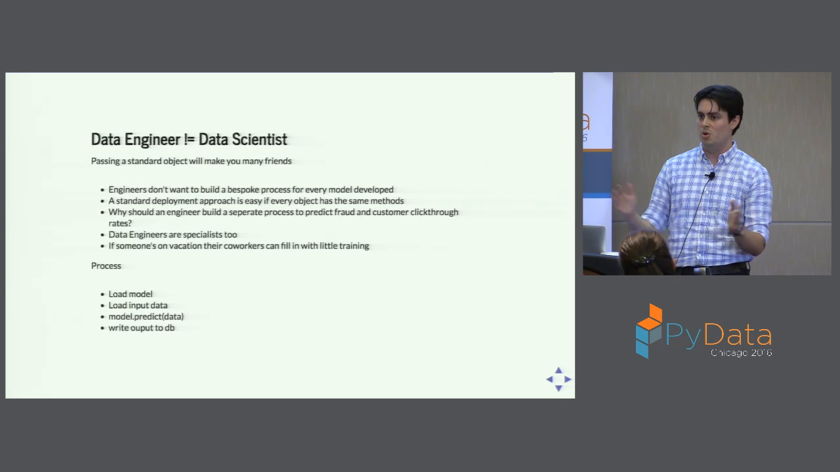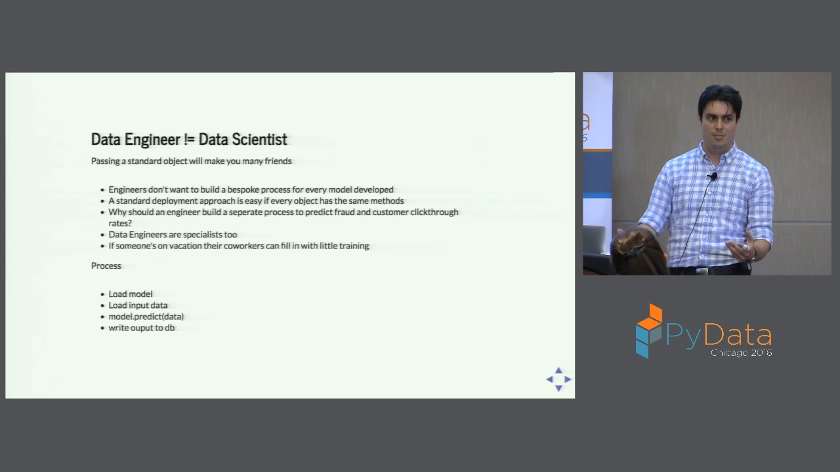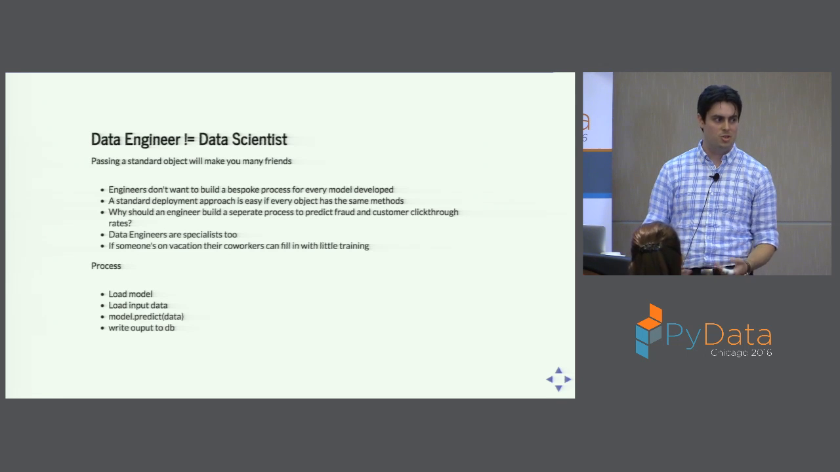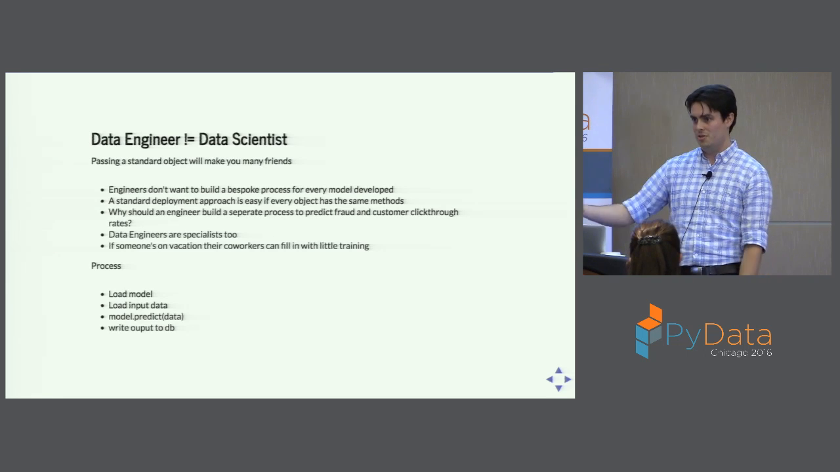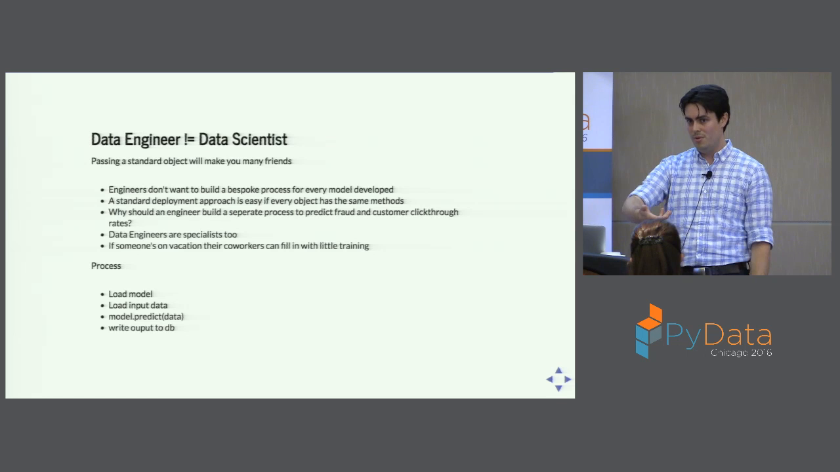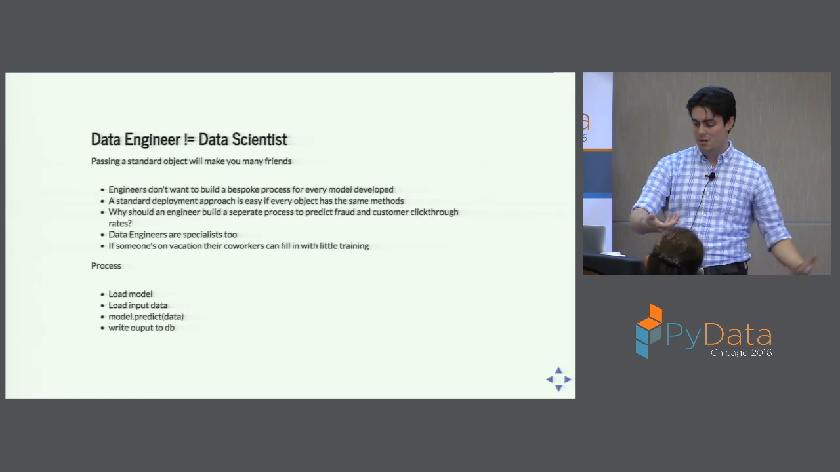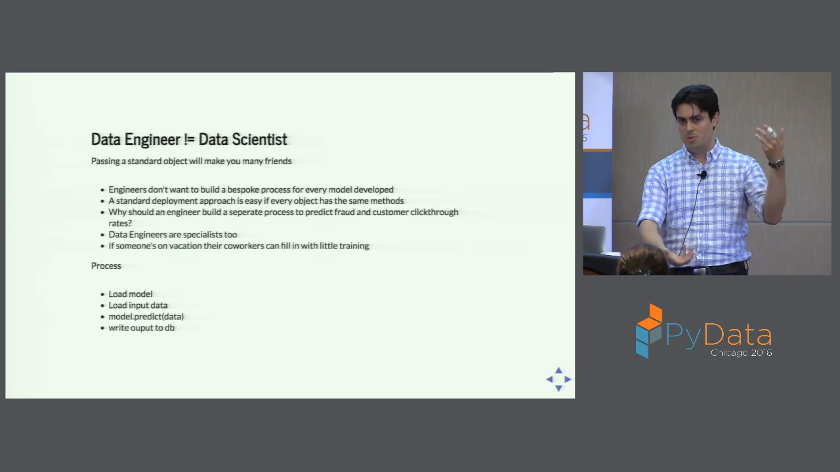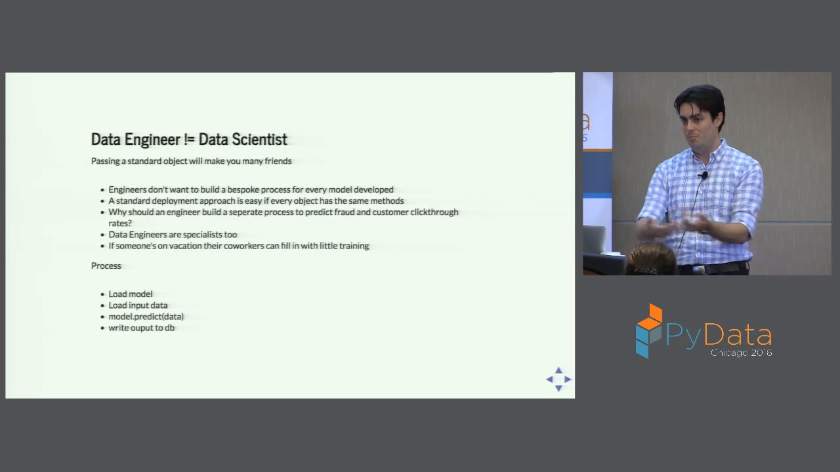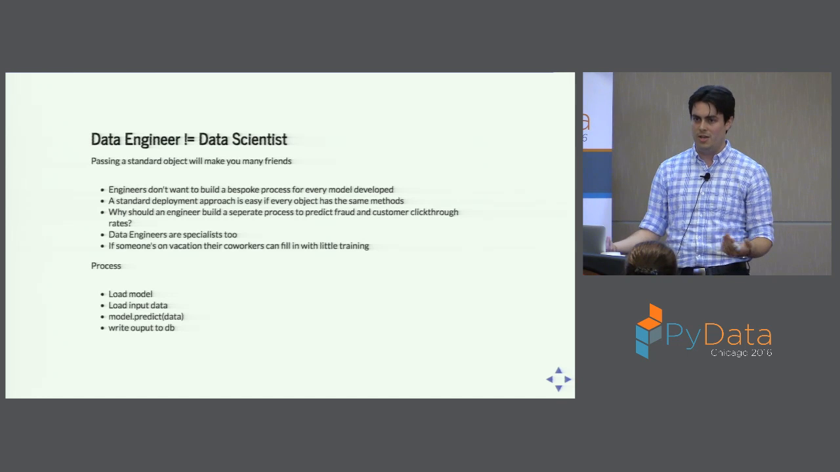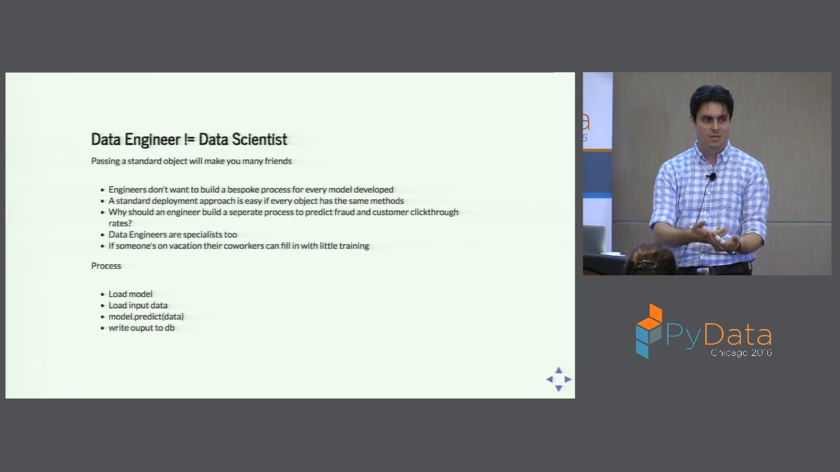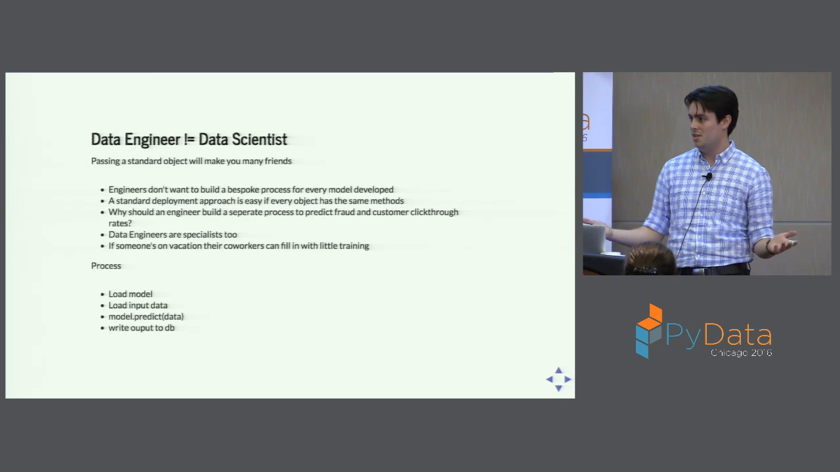You don't want a whole bespoke process built out every single time a new model is ready to be deployed, right? So if you have infrastructure as an engineer that takes an object, loads it from memory, grabs some new data, calls the predict method of the object on the new data and outputs it, they don't really want to worry about whether you were predicting fraud or predicting customer click-through. If it's just a pipeline, you get that. This is just standardizing infrastructure. This makes it really easy.